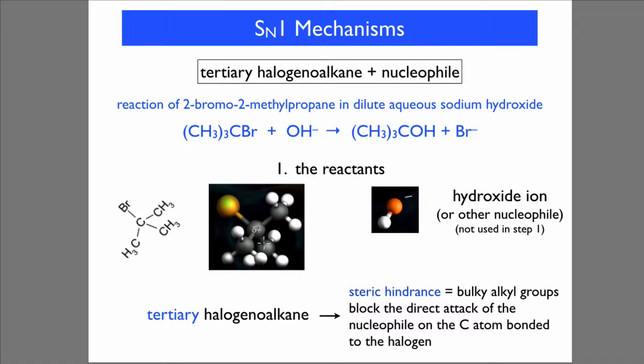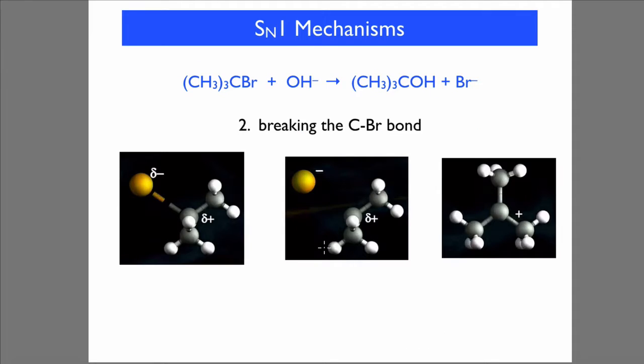Because it's a tertiary halogenoalkane, we get something called steric hindrance. The bulky alkyl groups, these bulky methyl groups in this case, block the direct attack of the nucleophile. The nucleophile couldn't get into this. These get in the way, so it can't attack straight away. And so something else takes place first of all.